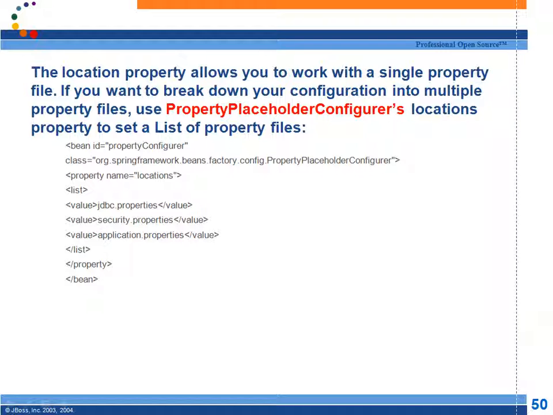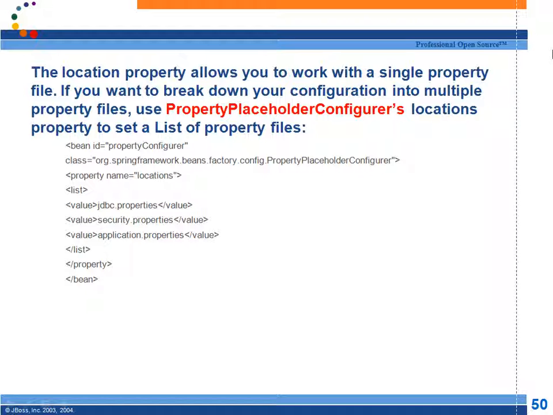Only if there is only one properties file, we use location, property name location. If there are more than one properties files, then you have to use locations, which is of type array. To inject an array, you have to use list, right? If there's only one file, you have to inject location. If there's more than one property file, you have to use locations.